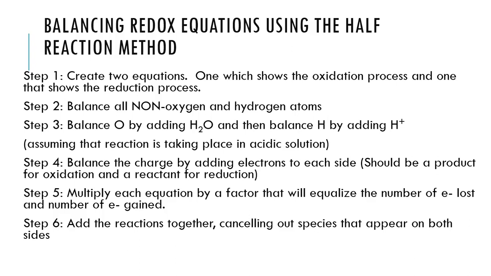Alright, so step 4, we're going to balance the charge by adding electrons to each side. Then it's important to note that electrons should be a product for oxidation and a reactant for reduction. And step 5, we're going to multiply one or both of the equations by a factor that will equalize the number of electrons lost and the number of electrons gained during the process. Finally, we'll add the reactions together, canceling out the species that appear on both sides. Usually it's just the electrons, but sometimes it's a little bit more.